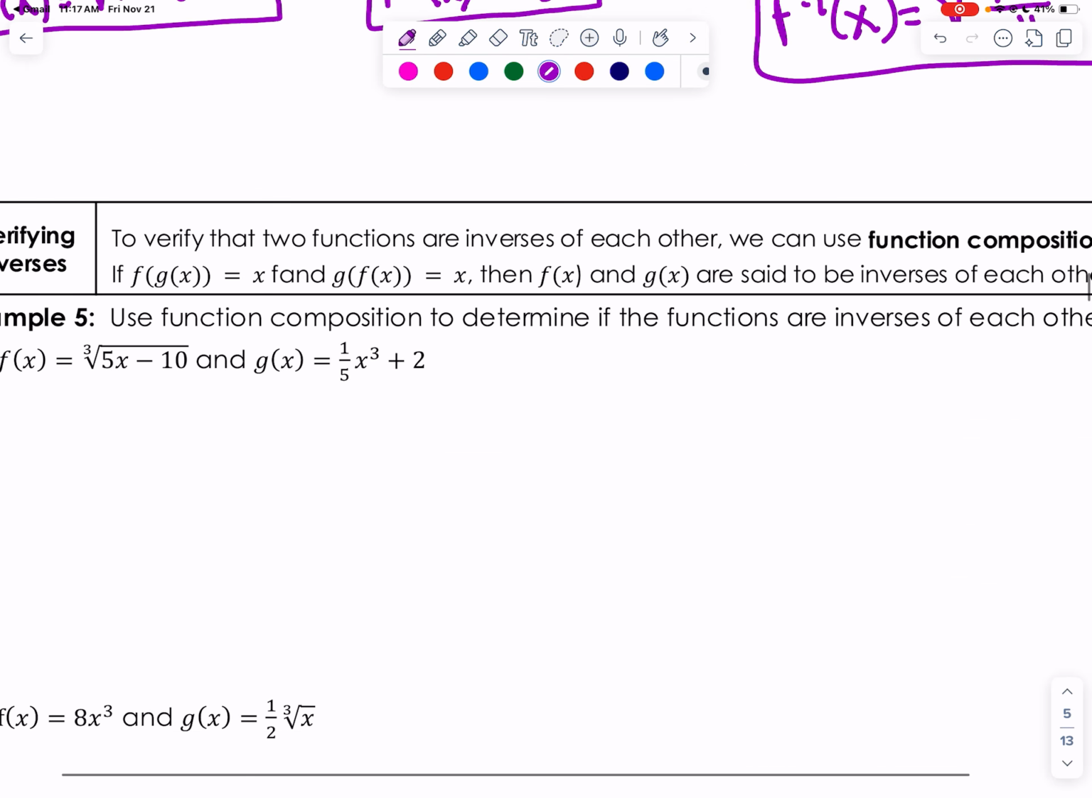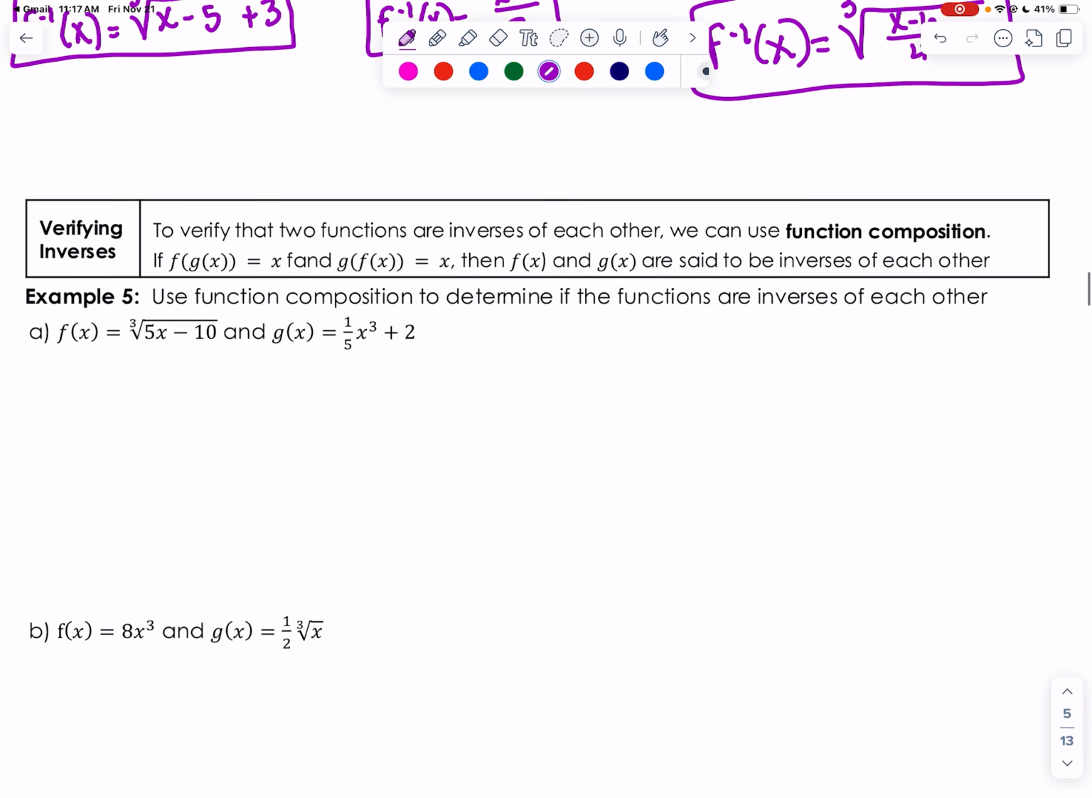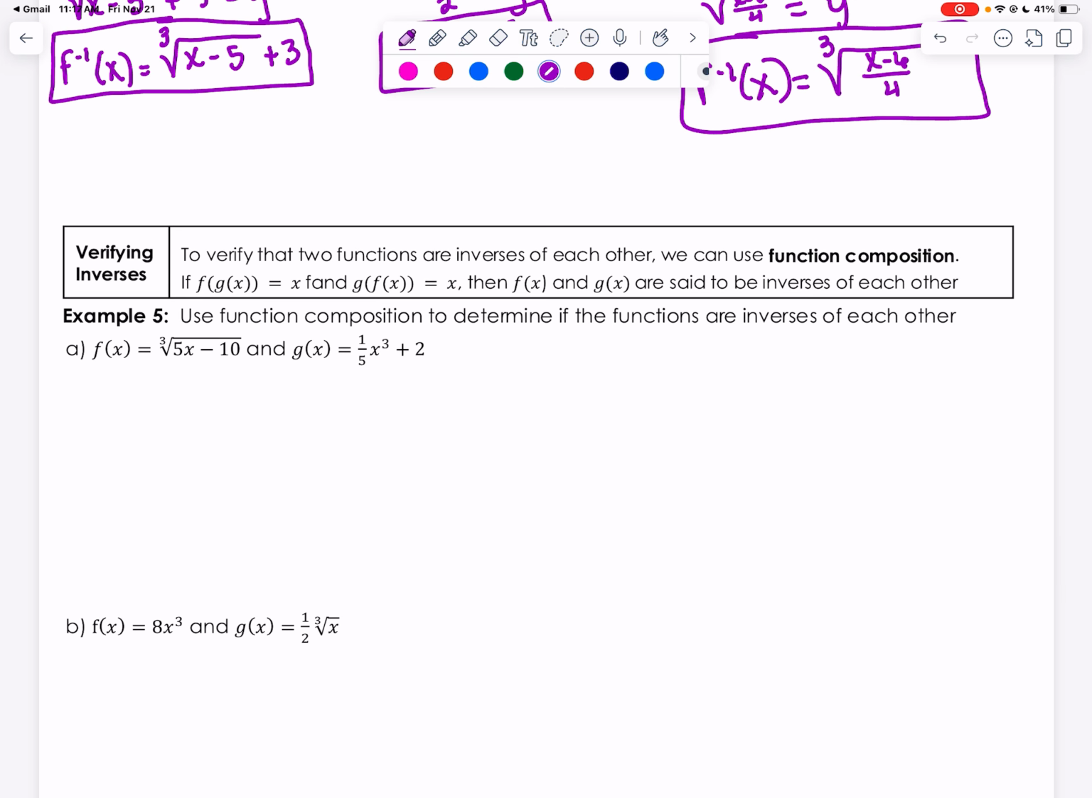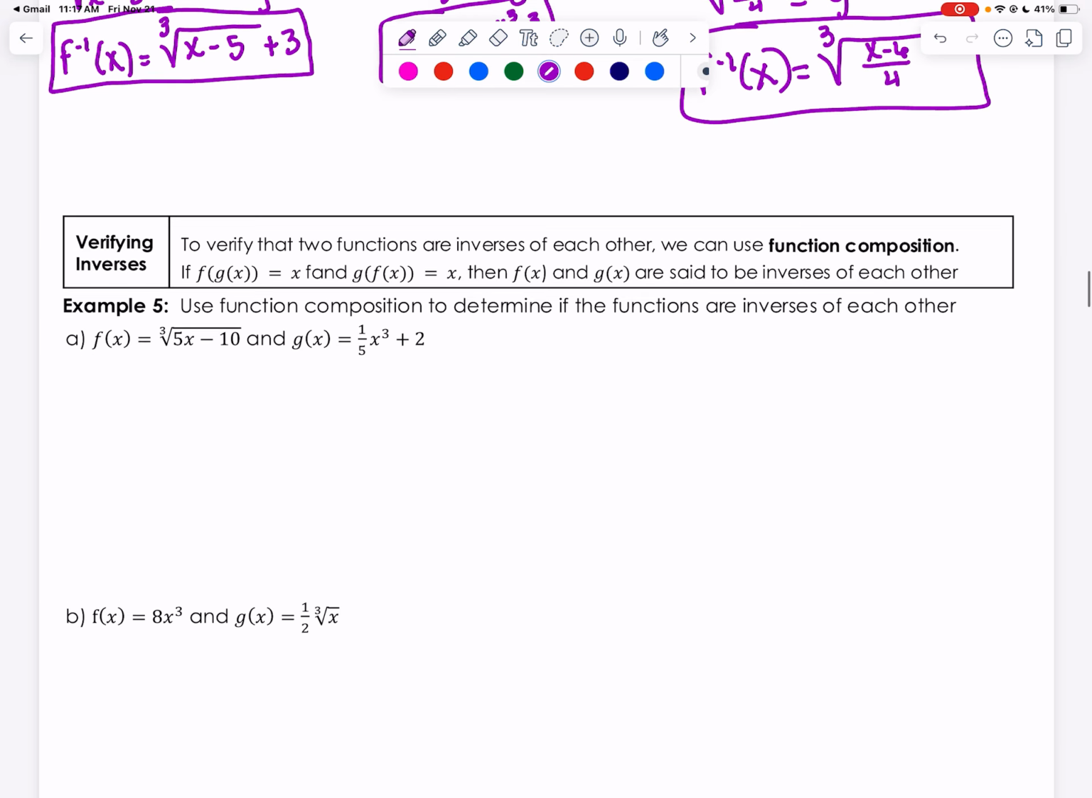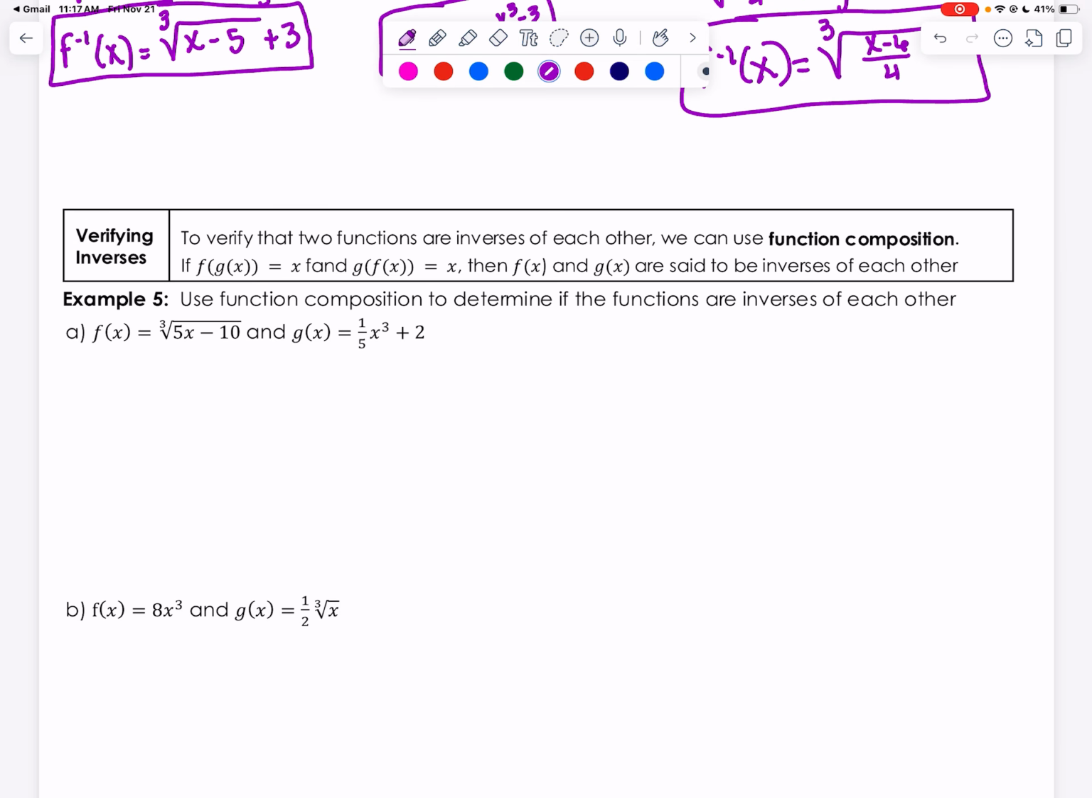Now, we can also verify if two functions are inverses. If we don't have the graph, we can use function composition. It's probably been a while since you've used function composition, so we're going to review that. Basically, if f of g of x is equal to x and g of f of x is equal to x, then we can say that f of x and g of x are inverses of each other without even making the graph of them. All we have to know is when we compose the functions, do we get x? So let's review how to use function composition.